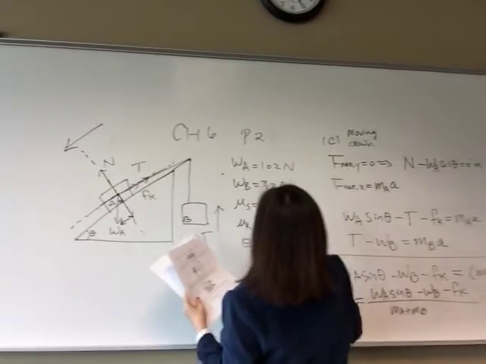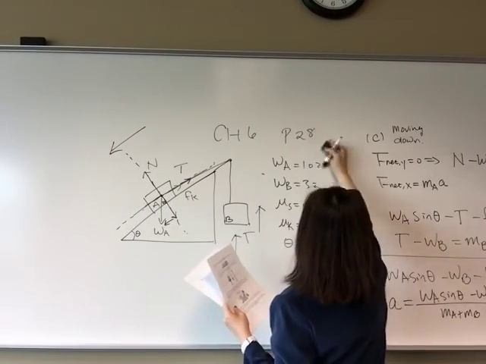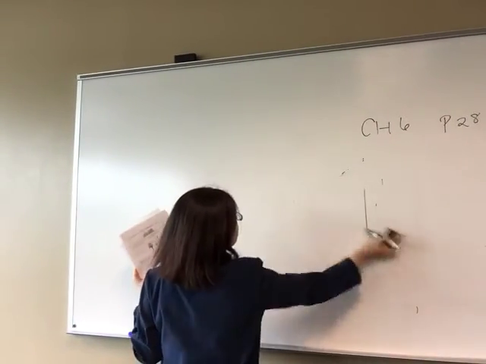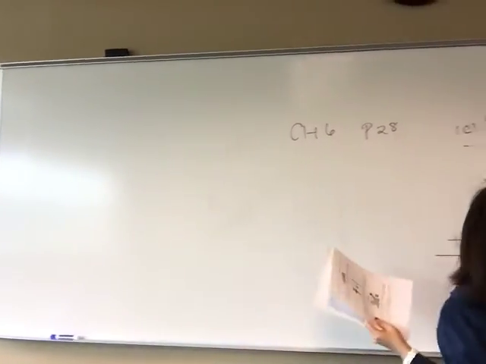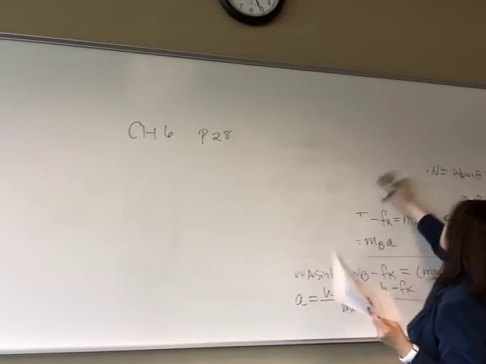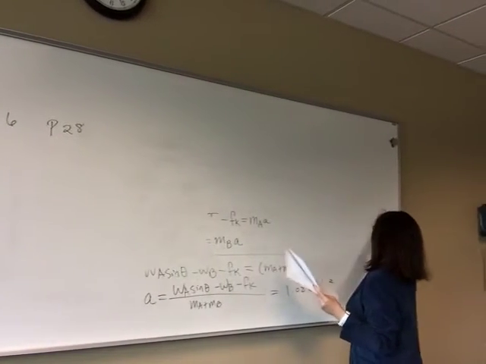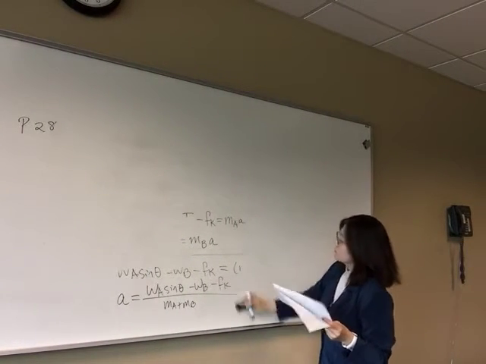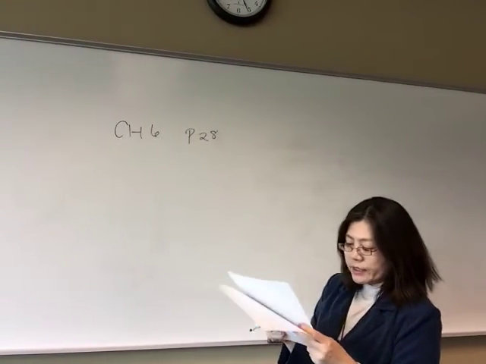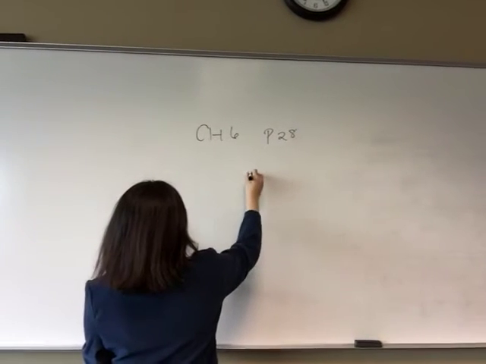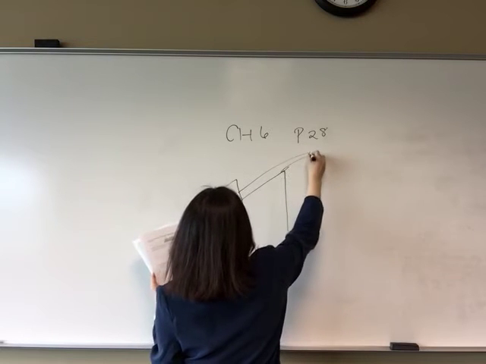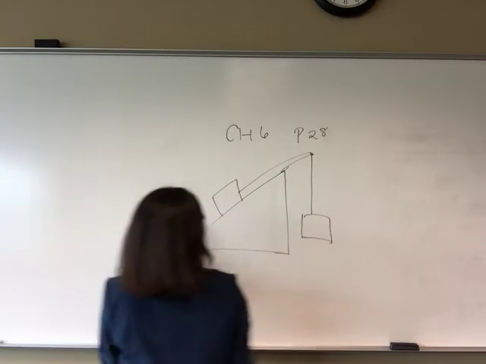Let me just erase this. All right, so problem 28 is in the same diagram. So we still have this, and we have this. You have A and B.